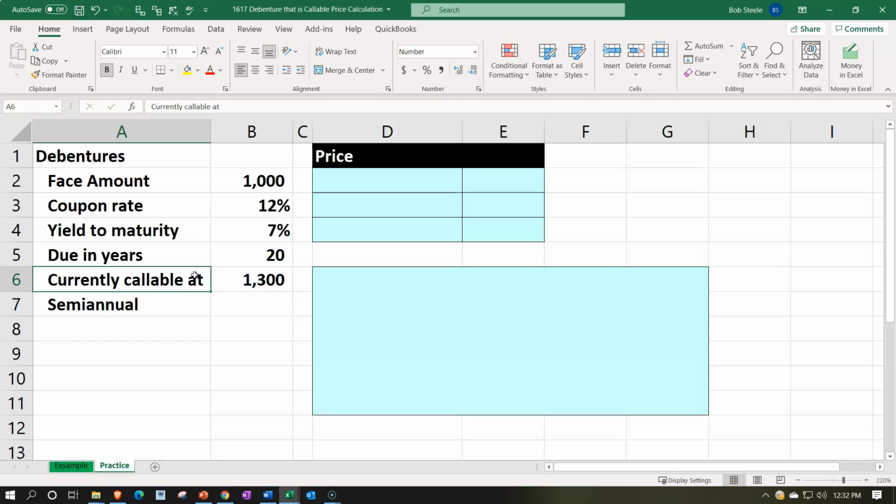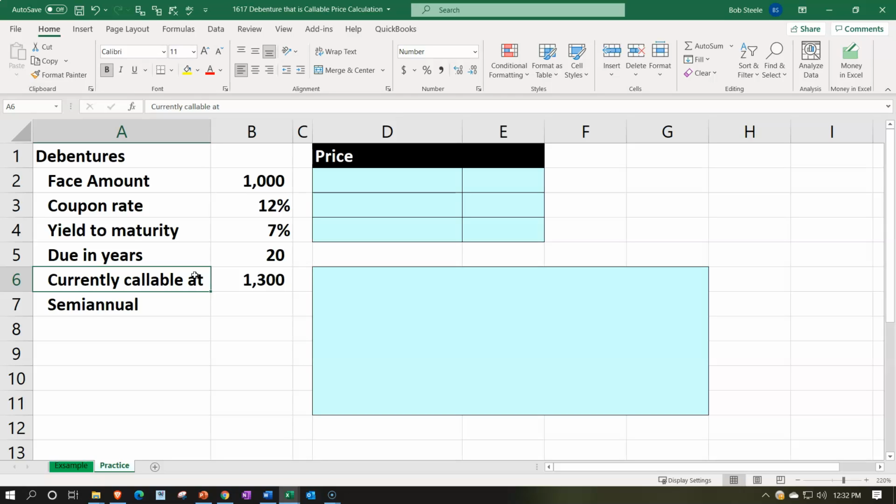So we'll do our standard calculation as we would for our normal bond price calculation, for our debt instrument price calculation. We're going to say the face is 1,000, the coupon rate 12%, yield to maturity or market rate 7%, due in 20 years, and we're also going to say it's semi-annual, and then we have the new component, the callable component. In essence, we'll calculate the value or price without the callable component. And then the callable component will probably act on the market as something like a cap, given the fact that it could be called at that point.